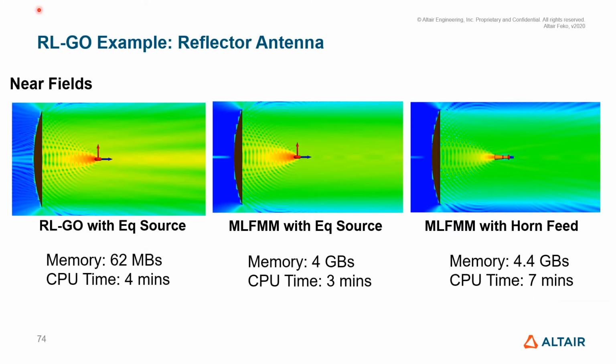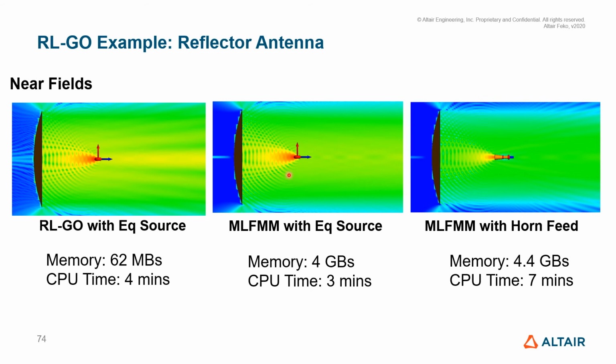How accurate are the calculations? If you take a look at the near fields, which actually require more accuracy than the far fields, this is with RLGO with equivalent source, the one we talked about in the previous slide. If you take the method MLFMM with equivalent source, same problem, applying MLFMM to the reflector, this is how the fields look. And of course, MLFMM with the horn, with everything taken into account, this is how the fields look.